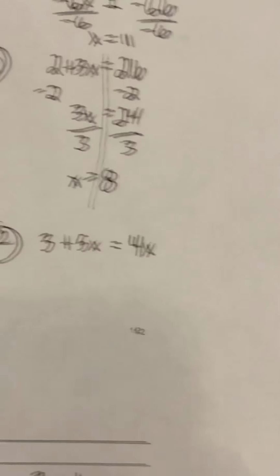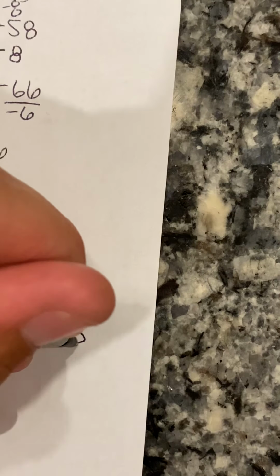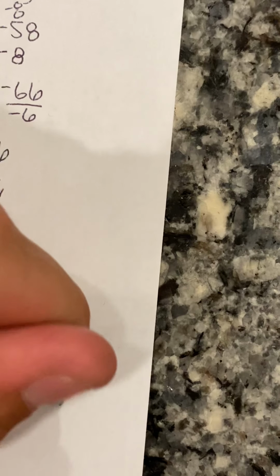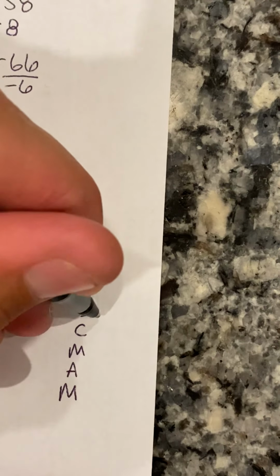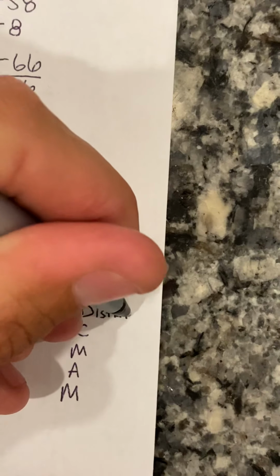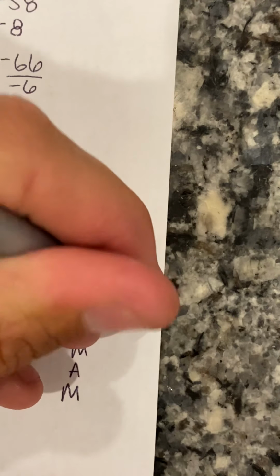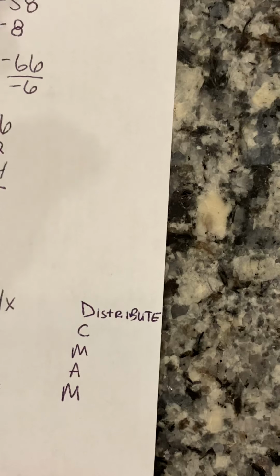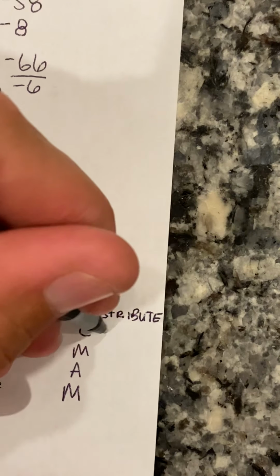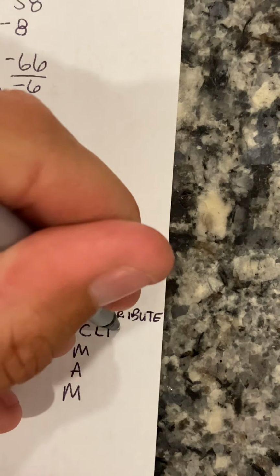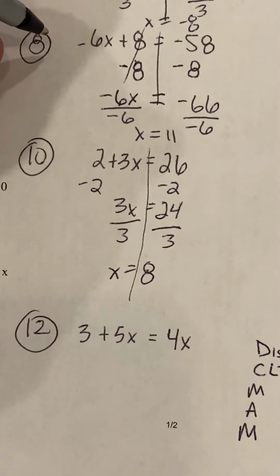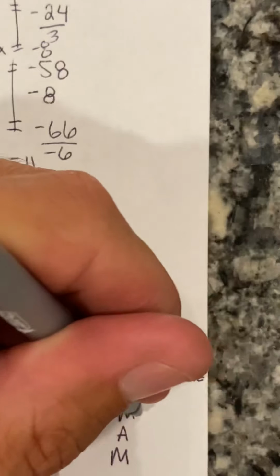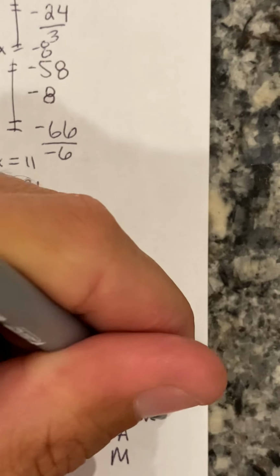Okay, but if we go back to, don't call me after midnight. Okay, we've got to distribute. Don't have to worry about distributing. There's no distributing. Combine like terms. And this one here, we don't have any like terms to combine yet, but we have to move our variables.